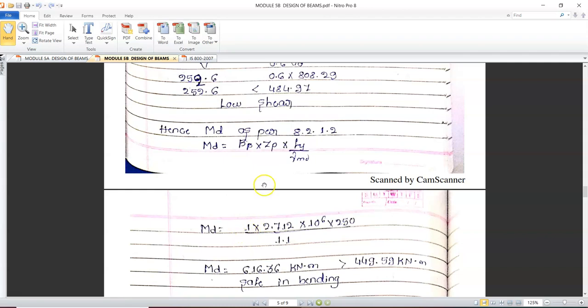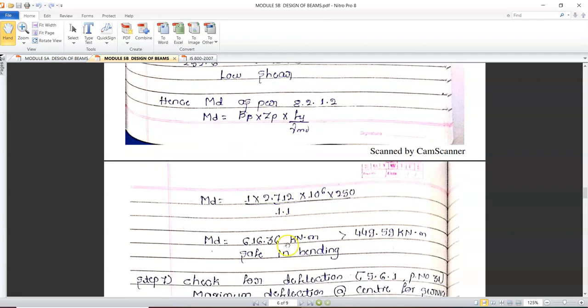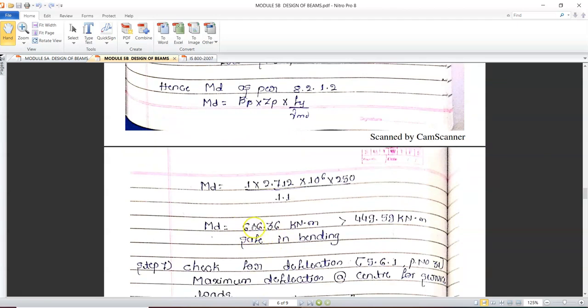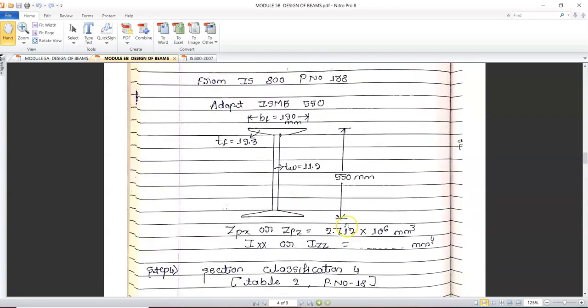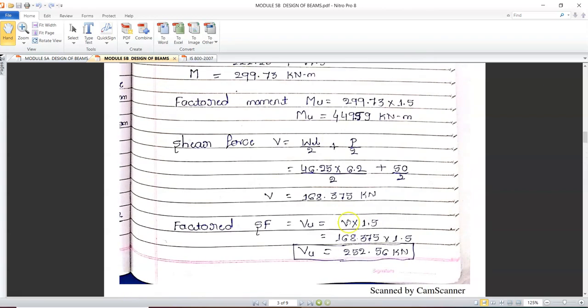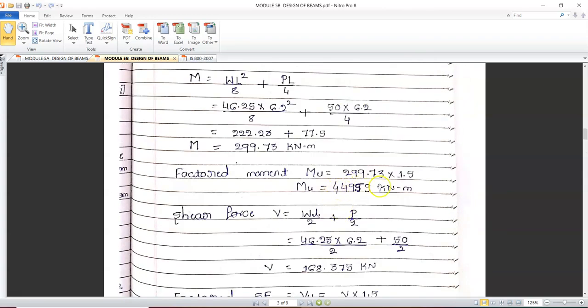ZP is equal to 2.712 into 10 to the power 6. This property is already taken from IS 800, into Fy divided by 1.1. So you will get MD, the design bending capacity, as 616.36 kilonewton meter, which is greater than the actual bending moment calculated in earlier steps. The actual bending moment, how much is that we have calculated? The bending moment coming in the section is 450.